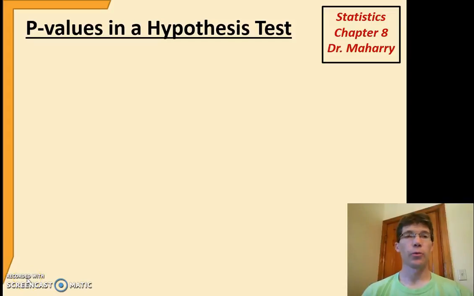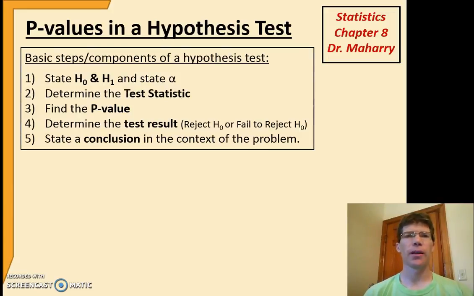In this video, we will look at p-values in a statistical hypothesis test. So remember the components of a hypothesis test, the 5 basic steps here. We start by stating our null and alternative hypothesis. And again, these are statements about the mean or the proportion, whatever population characteristic we're testing.